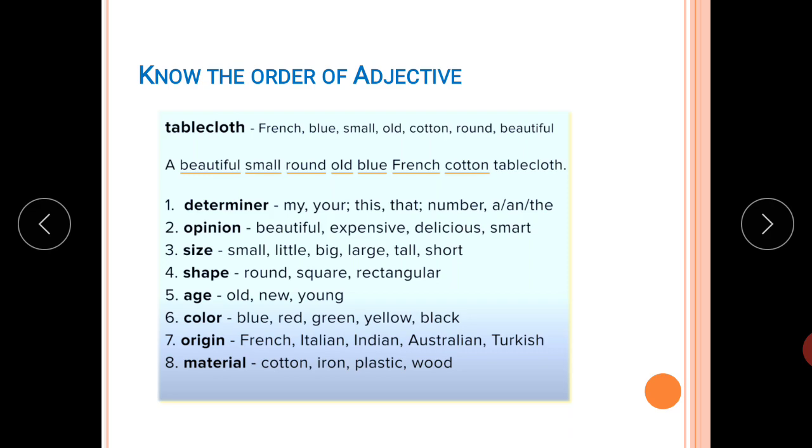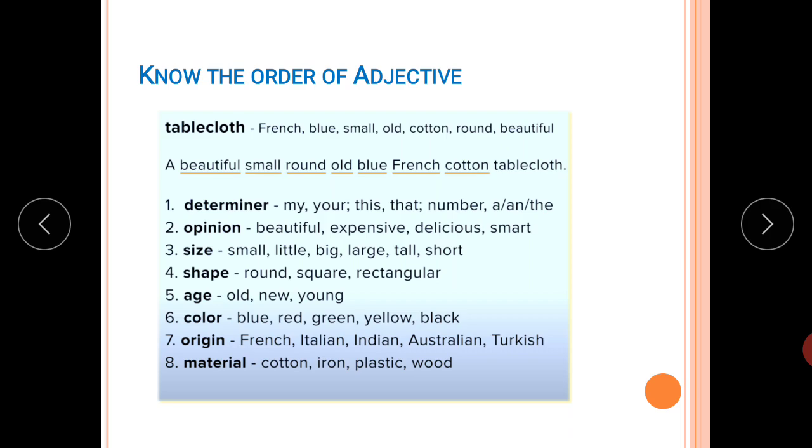Here a sentence is given. A beautiful small round old blue French cotton tablecloth. When you read this: a beautiful tablecloth, a small tablecloth, a round tablecloth, an old tablecloth, a blue tablecloth, a French tablecloth, a cotton tablecloth. All these words are adjectives.